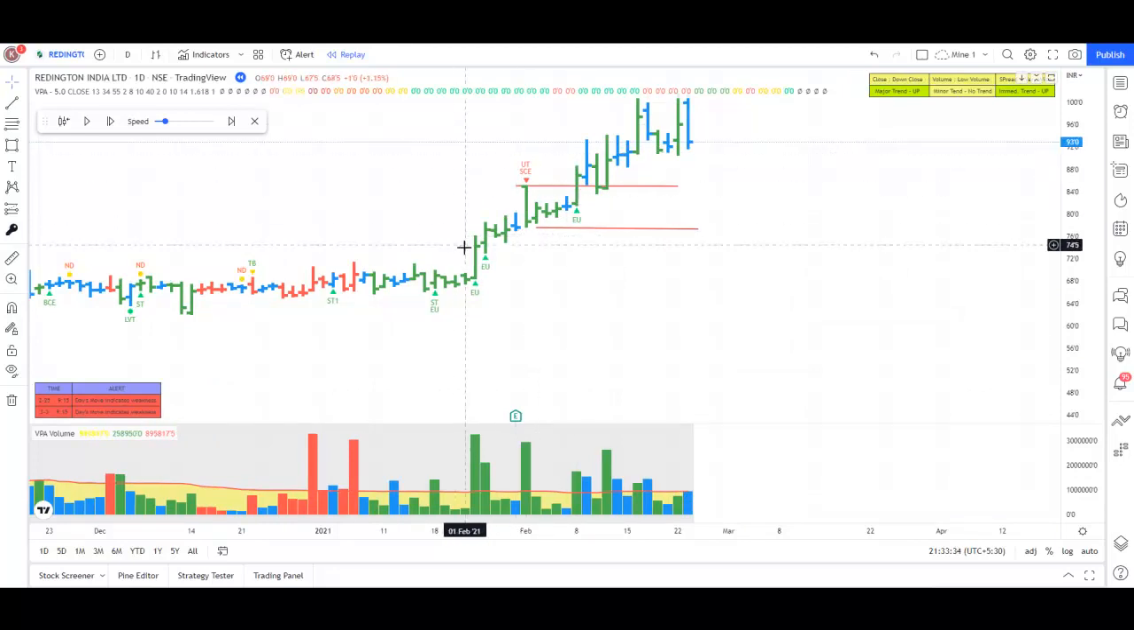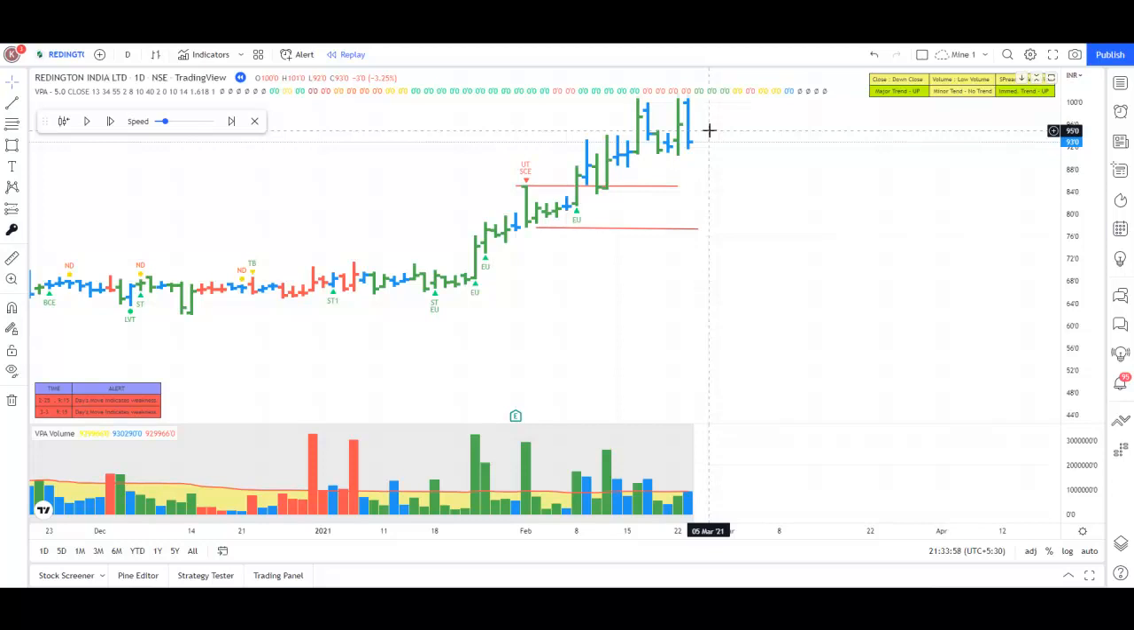So this upthrust bar did not have much effect, though it put a temporary pause on the upward movement, but still did not have much effect on the upward movement of the prices. So this is an example where the upthrust bar did not have much effect.